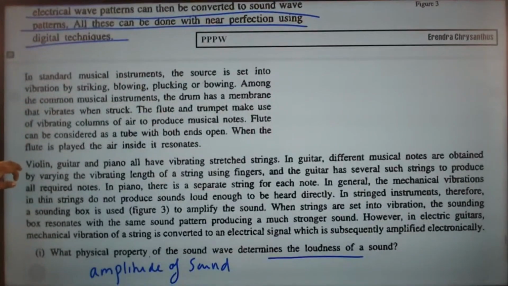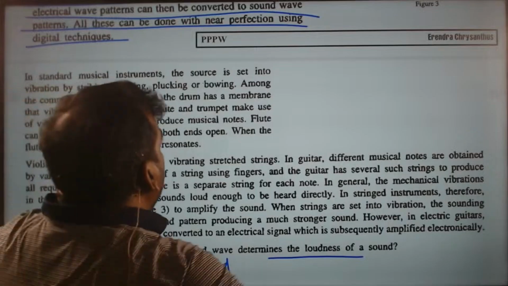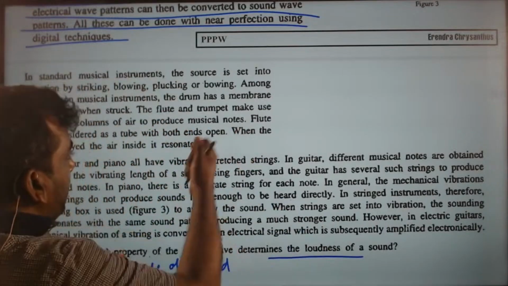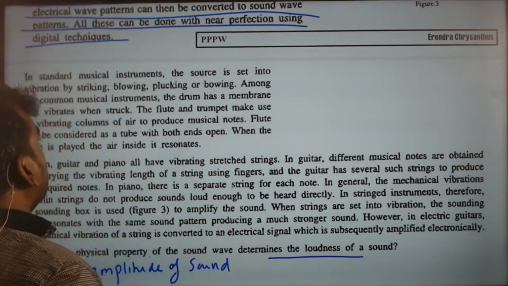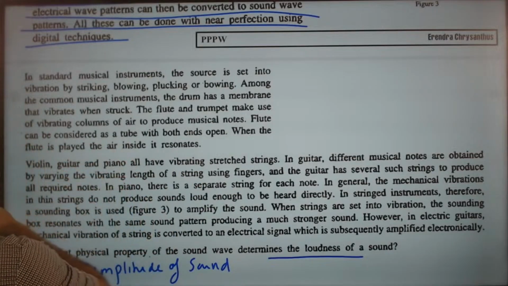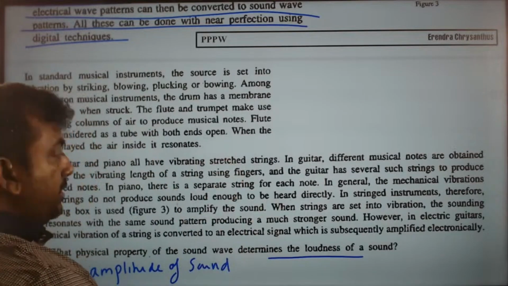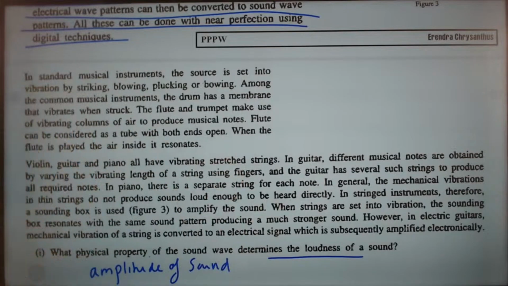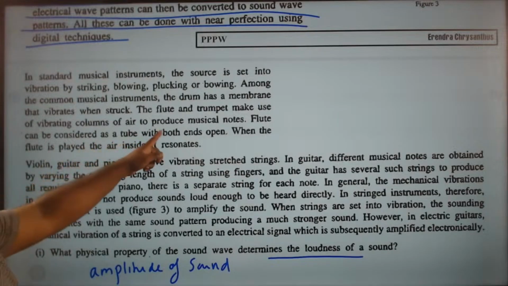In standard musical instruments, the source is set into vibration by striking, blowing, plucking, or bowing. Bowing means like this. Plucking means like a sitar or guitar. Blowing means trumpet, saxophone, all blowing instruments. Striking means a drum. Here, the flute and the trumpet make use of vibrating columns of air to produce musical notes.